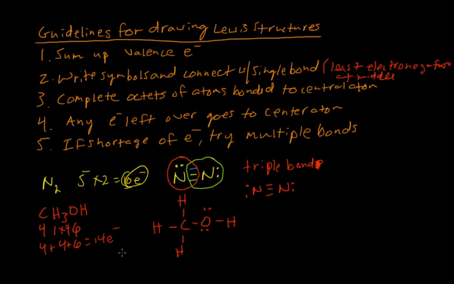So let's just double check our electrons. So it's 2, 4, 6, 8, 10, 12, 14. So I have a total of 14 electrons, and everyone is happy because they have an octet except for hydrogen, but it's happy with just 2. So this is the Lewis structure for drawing this organic molecule.